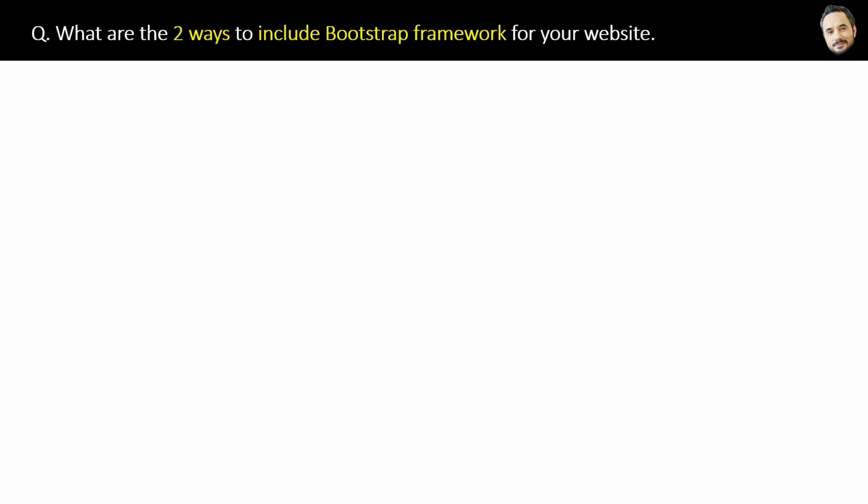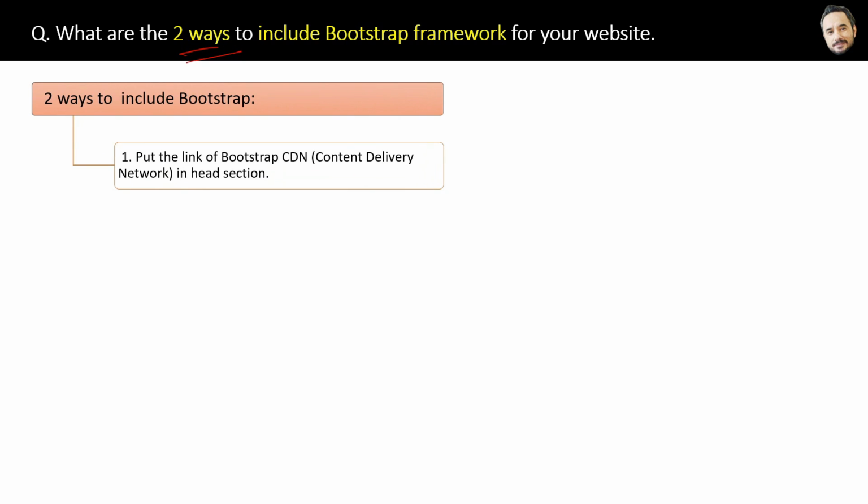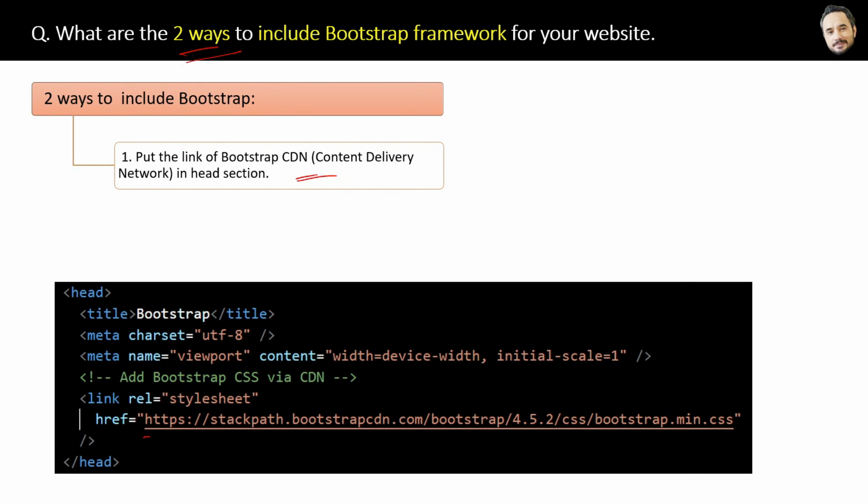What are the 2 ways to include the Bootstrap framework for your website? There are 2 ways. First, put the link to Bootstrap CDN in the head section like this. Here in your HTML head, add this link element and set the attribute href URL value to the Bootstrap CDN URL. Then what will happen? Bootstrap classes will be available in your project. And this is the simplest and the easiest way.